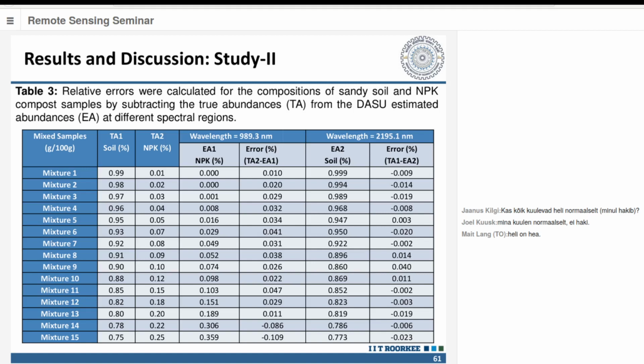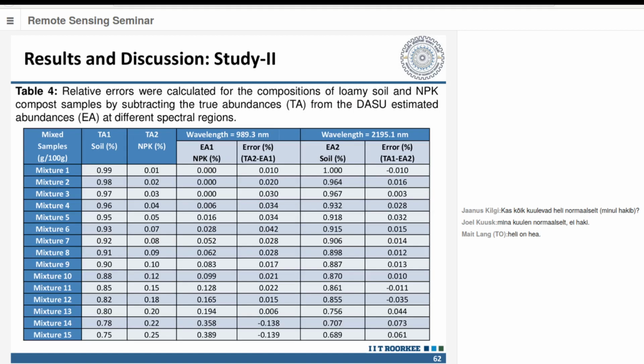And the same, this is for the second type of soil, the sandy soil sample, and the third one is for the loamy soil samples. These results I have calculated for each soil sample.